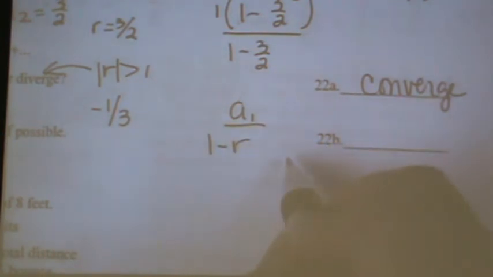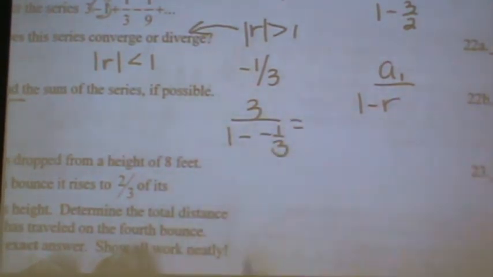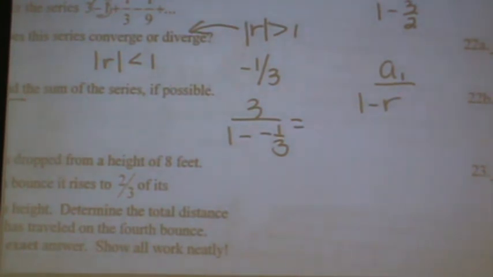And how do you find the sum? It's a1 over 1 minus r. So what do you get when you do a1, which is 3, over 1 minus -1/3? You should get for an answer, anyone, 9/4.